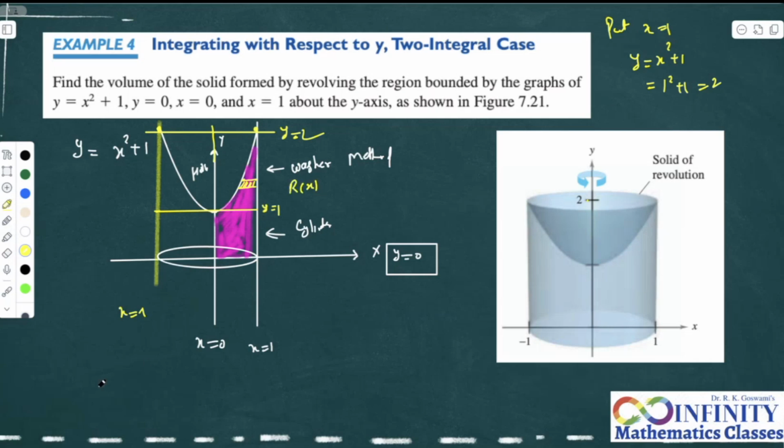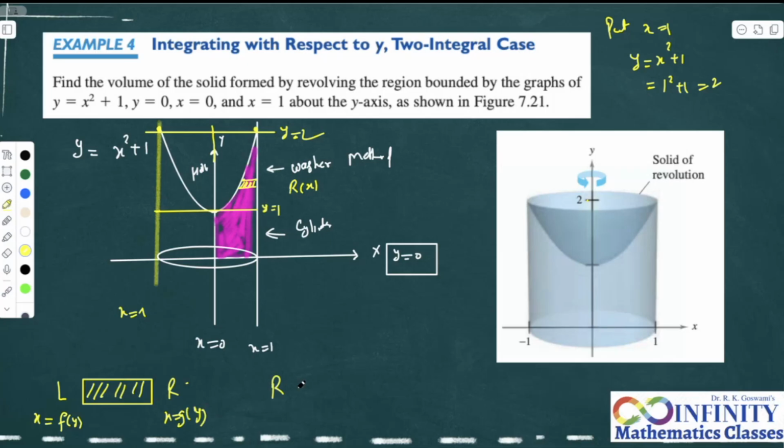So always remember, whenever there is a horizontal strip like this, for the washer method, you can find out what is the left curve and what is the right curve. You need to tell me the curve in terms of y: left curve x equals f(y) and right curve x equals g(y). This is how you will tell me the curve.